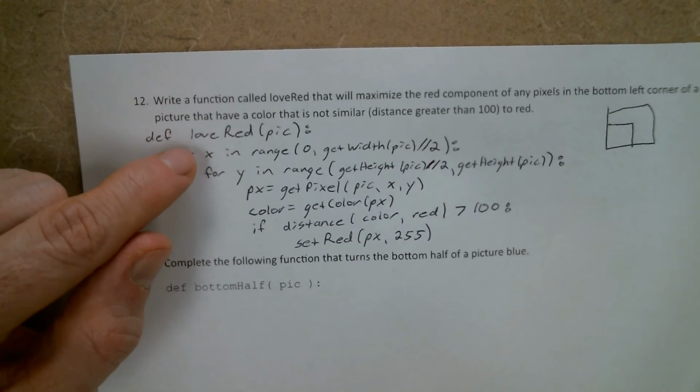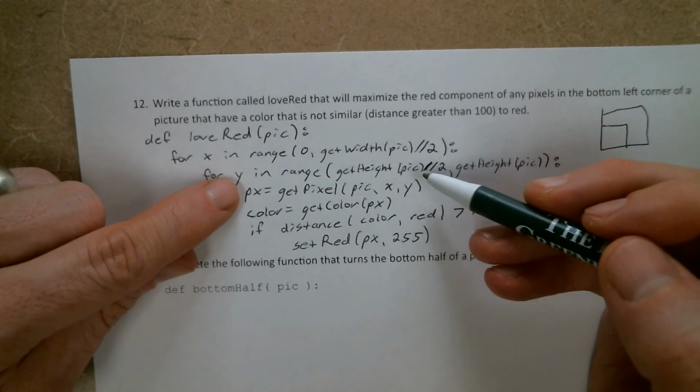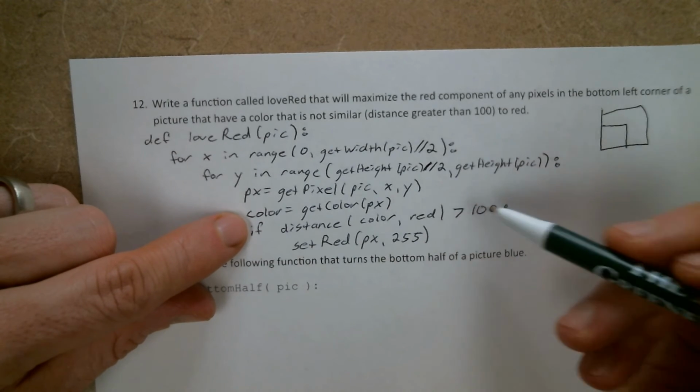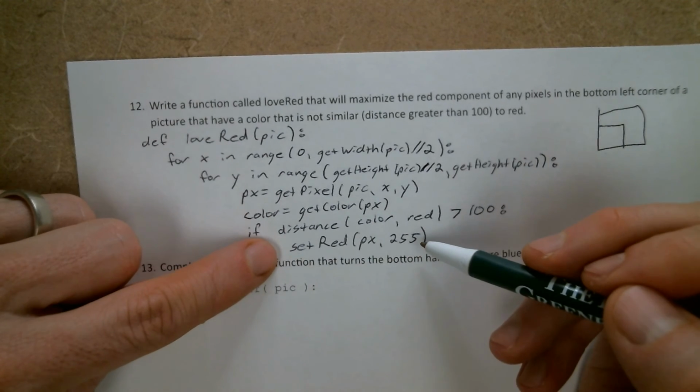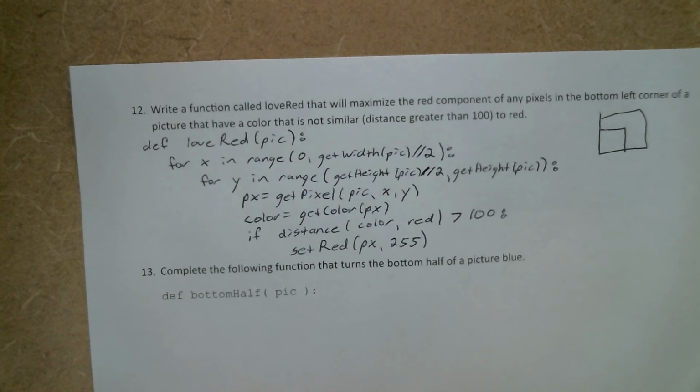So we've got the loop that's targeting the bottom left corner. We're retrieving the pixel, we're retrieving the color, and we're seeing if its distance from red is greater than 100. If it is, we max it out. If it's not, we don't do anything. That's why there's nothing else in the code.